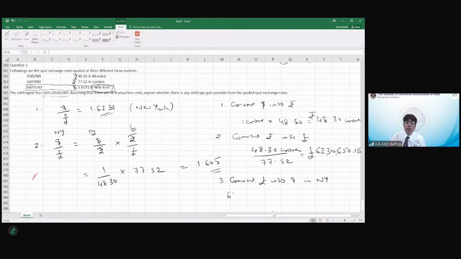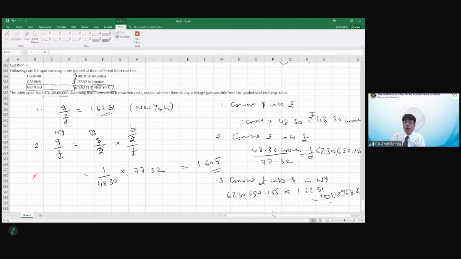So I have now 62,30,650.155 into 1.6231. So I'll get how much? 1,01,12,968.26. Okay. So 1 crore 1 lakh.